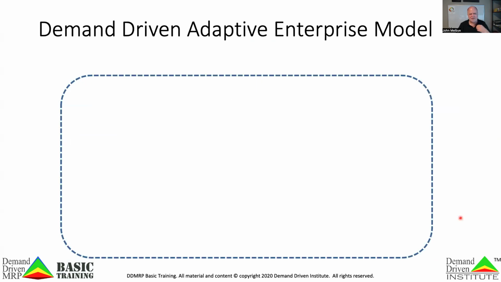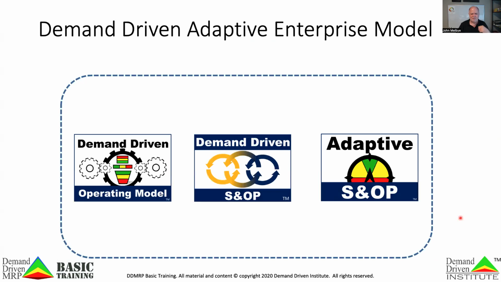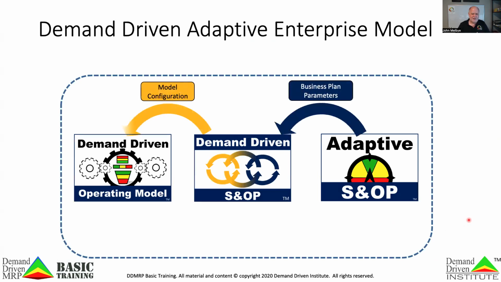So if we look at the big picture, the demand-driven adaptive enterprise model has 3 parts. And DDMRP, the operating model, is down here. And then we have a demand-driven S&OP and adaptive S&OP. And each feeds the other, right? The business plan parameters go into the demand-driven sales and operations team. They then configure the model. Are the inventory positions in the right place? Is the average daily usage set properly? Are the lead time factors and variability factors set properly? That's where the work happens.